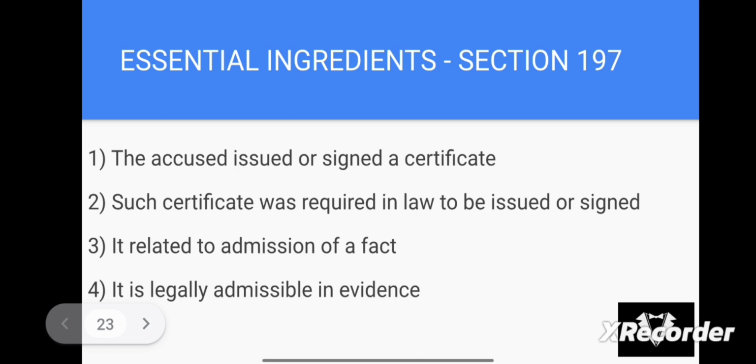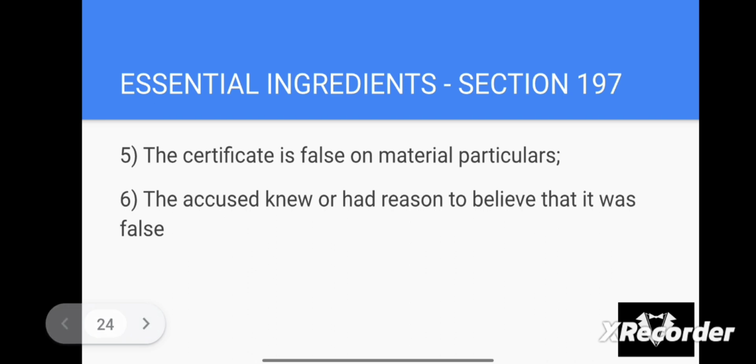The essential ingredients of Section 197 are: the accused issued or signed a certificate. Such certificate was required in law to be issued or signed. It is related to admission of a fact. It is legally admissible in evidence. The certificate is false on material particulars. The accused knew or had reason to believe that it was false.